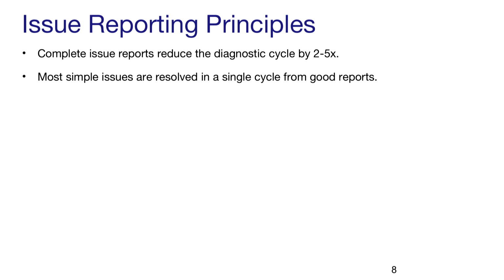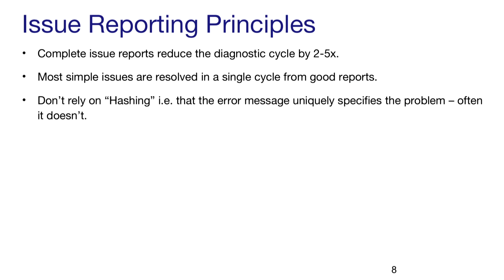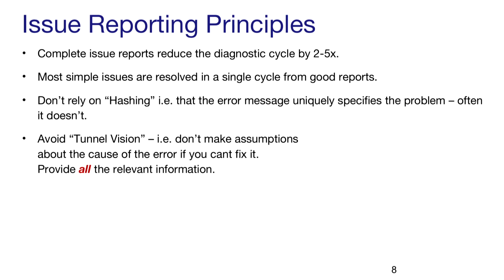Most simple issues, if you give enough information, somebody can often just eyeball and say, I see what's wrong, and solve the thing in one transaction. Don't just assume that the error message will tell you the problem. Maybe you see an error message that looks unusual, and that should specify what the problem is. Often it doesn't. Occasionally it does, but many common problems lead to strange-looking error messages. So don't rely on that.